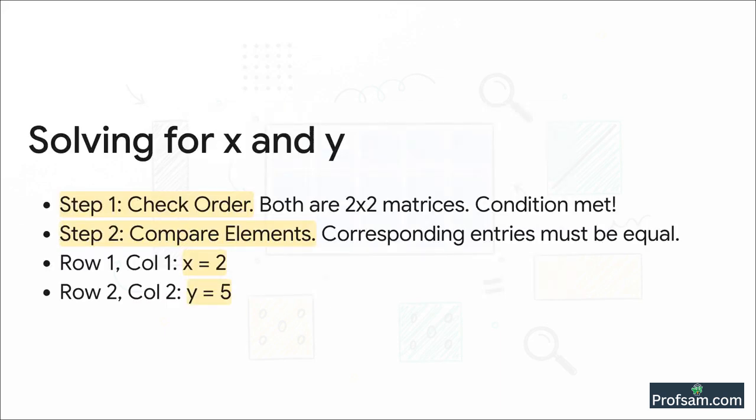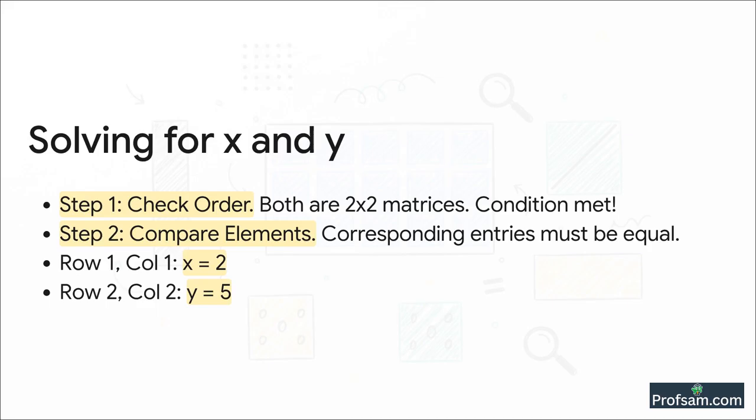Okay, let's solve it. Step 1, check the order. Matrix A is 2 by 2, matrix B is also 2 by 2. Perfect! Condition 1 is passed. Now for step 2, compare the corresponding elements. Let's look at the top left position. In A, it's X, in B, it's 2. For them to be equal, X must be 2. Simple. Now, the bottom right position. In A, it's Y, in B, it's 5. So, Y must be 5. And that's it. We're done.